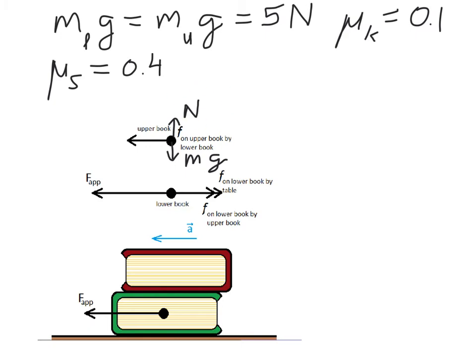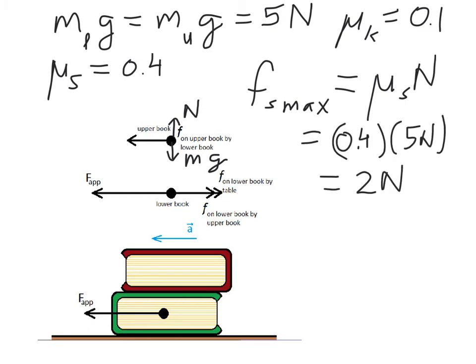In that case, we can calculate the maximum static frictional force, which will be μs times N. Plugging in the numbers, we see that this works out to a maximum static frictional force by the lower book on the upper book of 2 newtons. So, how do we go from this to the applied force?